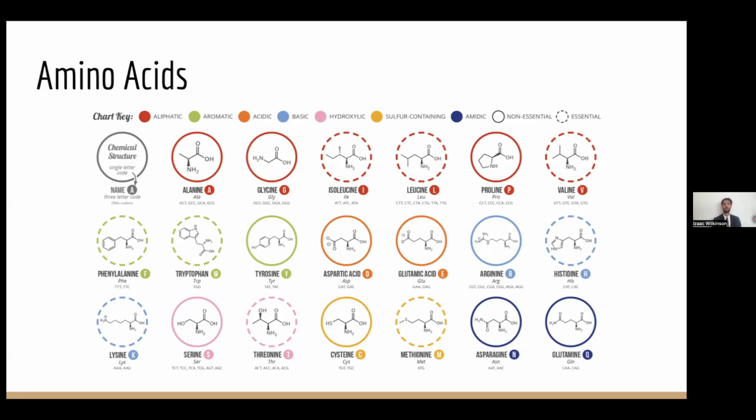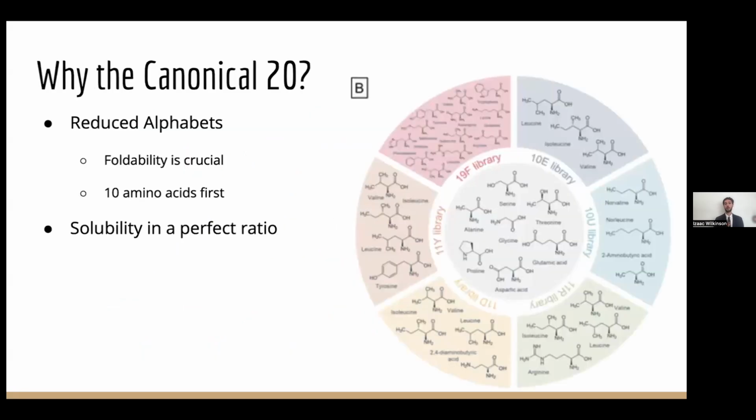And from there, I conducted an extensive literature review on the theories surrounding why this specific set of 20 amino acids were selected out of the many available on a prebiotic Earth, along with the theories of how the amino acids themselves became more diverse. So first, why the canonical 20 amino acids? There's a couple of ways that we can study this, but the most crucial thing for an amino acid to become a protein is its ability to fold. If it can't fold, it cannot become a protein.